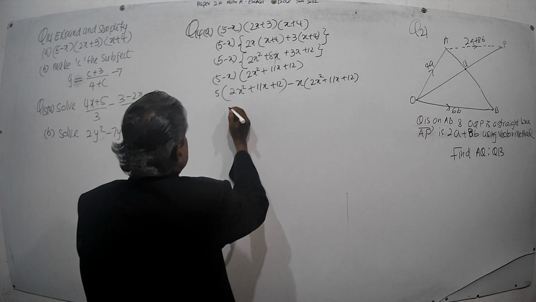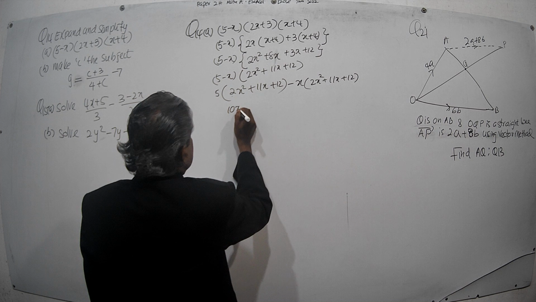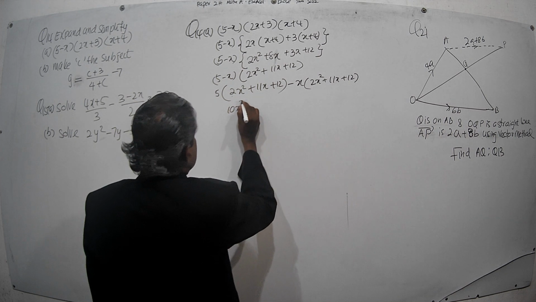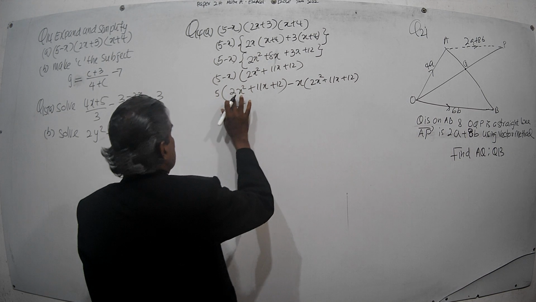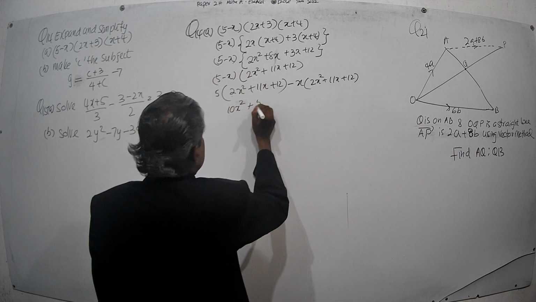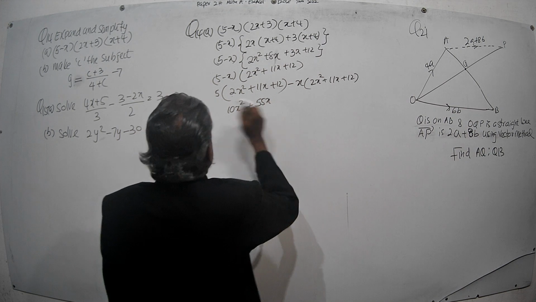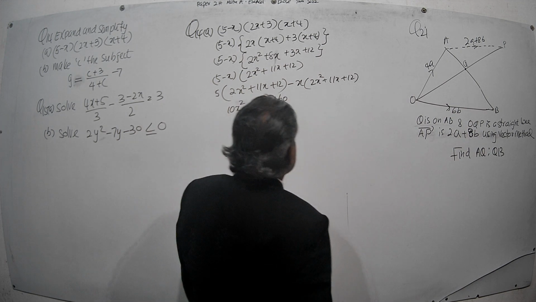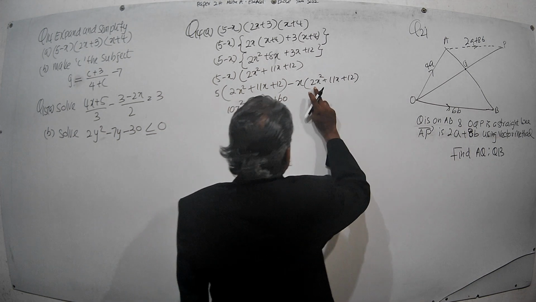5 times 2 is 10. 5 times 2x squared is 10x squared. Then 5 times 11 is 55x. Then 5 times 12 is 60. Okay. Then minus x times 2x squared.